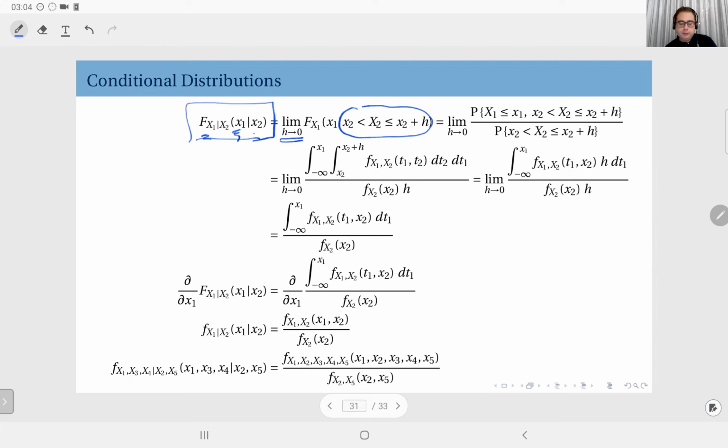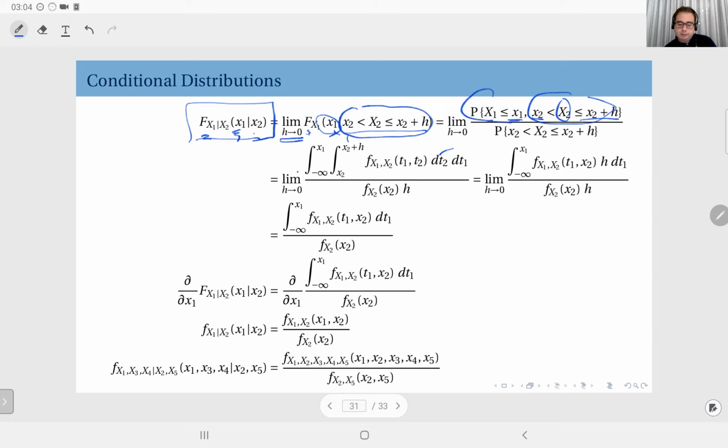Okay, so just apply the definition of conditional probability again, or the definition of CDF. You have the limit as h goes to 0 of the probability that x1 is less than or equal to parameter x1, and intersection this event here, random variable x2 is between parameter x2 and a very small shift in x2, divided by this probability, the probability that x2 is in the vicinity of parameter x2.